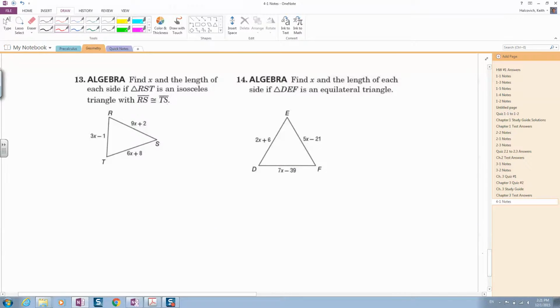All right, then last one here, isosceles triangle with RS equaling ST, which means 9x plus 2 is equal to 6x plus 8. Move the 6x over, so you get 3x, subtract the 2, equals 6, so x equals 2. And then when I put 2 in, I get 20, 20, and 5.